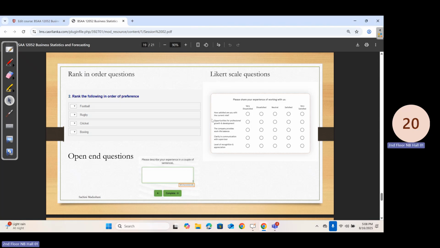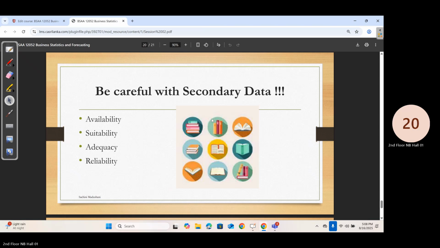Okay, then we move into the secondary data. Now you know what is the secondary data. This data is already available. Then we refer to a published source or any unpublished source, and we can collect the secondary data. Here, before using the secondary data, we need to be careful. Based on our study, we need to collect the secondary data. Before that, we need to be careful.